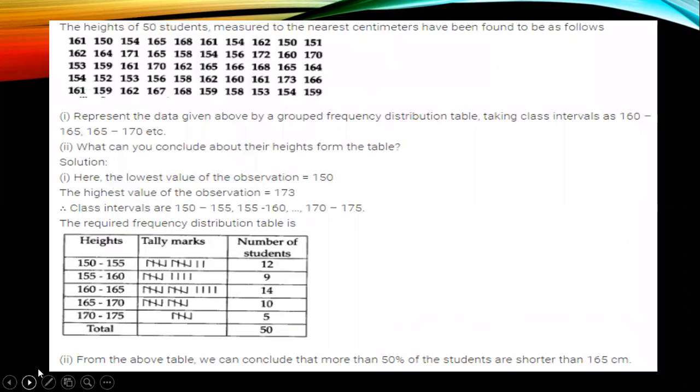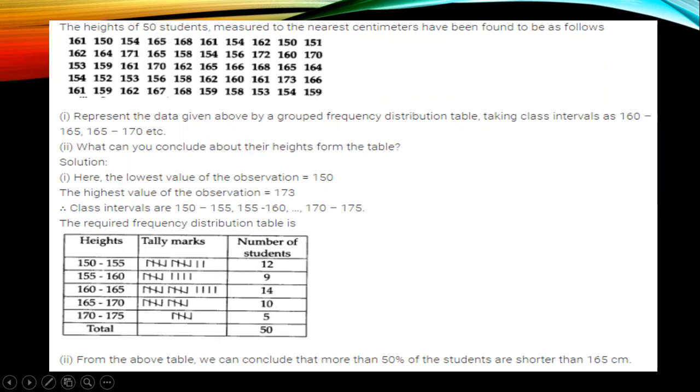Now, let us get to the next question. Again, as you could see, the height of 50 students measured to the nearest centimeters have been given. We are supposed to represent this in the form of a grouped frequency distribution table with the class intervals, again mentioned as 160 to 165, 165 to 170, and so on. And we have been asked to conclude about the heights once we create the grouped frequency distribution table.